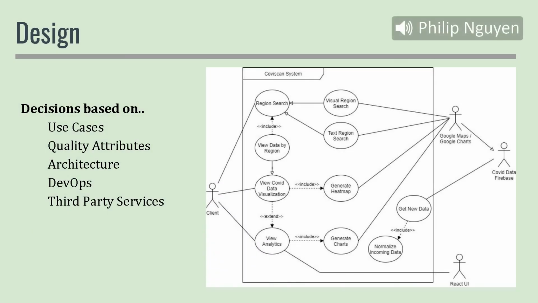Our design choices are a result of use cases, quality attributes, architecture, development operations, and third-party services. Our first prototype focuses on two use cases, the first being the user selecting a map region, indicated as the use cases in the top of the diagram, and the second use case is the user viewing the data. Use cases were helpful to understand how the major actors of our application interact and which actors would be called upon for our prototype.